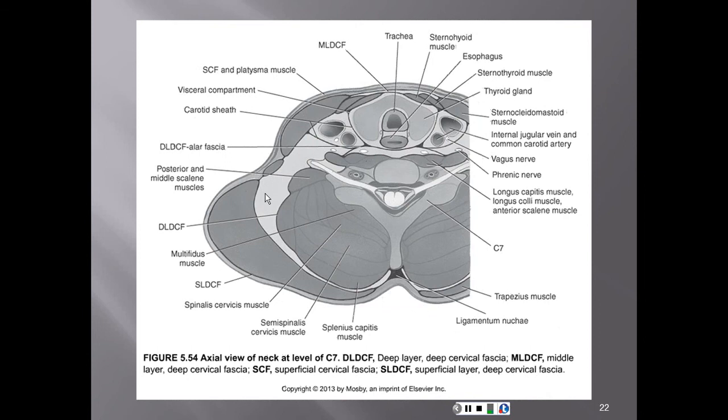This is at the level of C7 and shows the trachea with relation to the fascial planes. And the relationship of the trachea and esophagus, actually this is a good picture of it. You see the trachea is anterior to the esophagus.